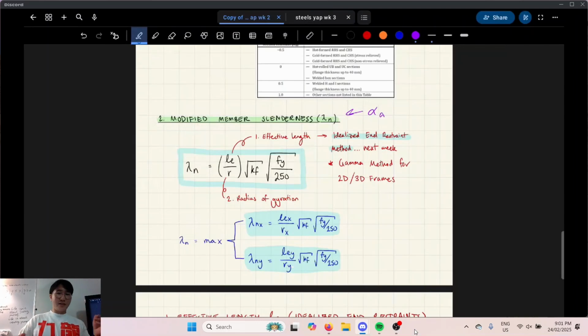Okay, let's talk about the other two things here. One is effective length and one is radius of gyration. So Farhan, you know how you mentioned earlier the gamma method stuff? Yeah. In my little note here, it says gamma methods for 2D or 3D frames.